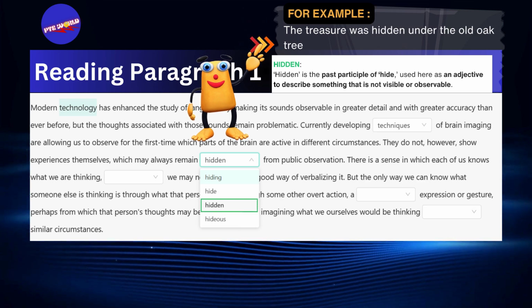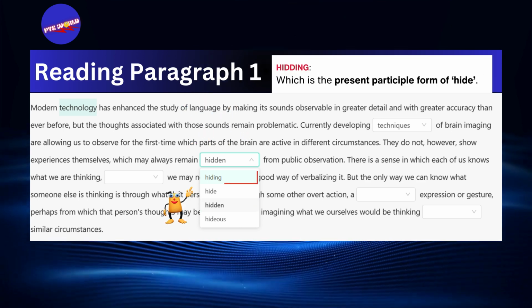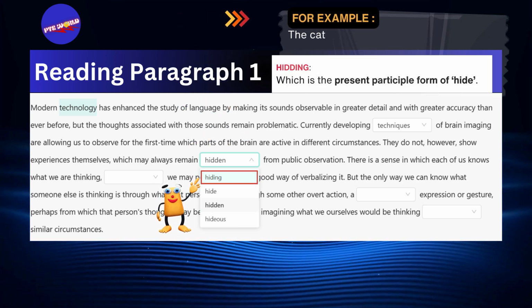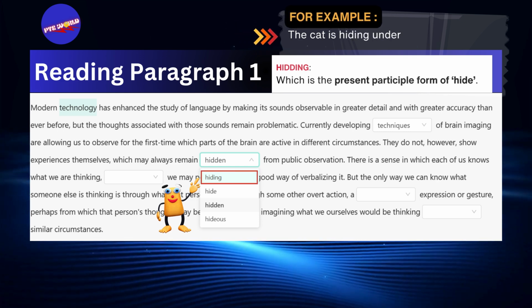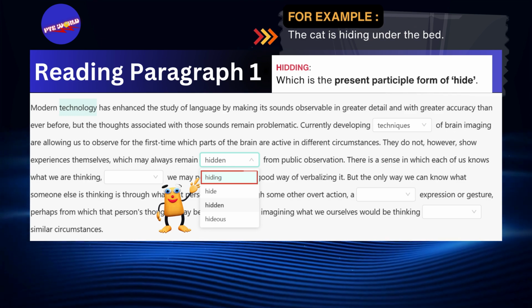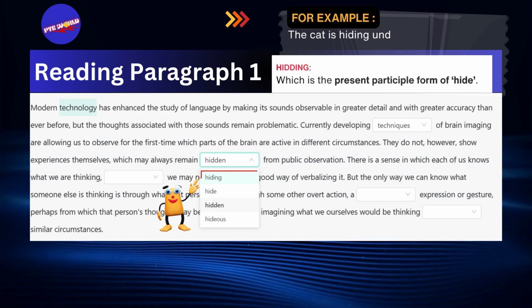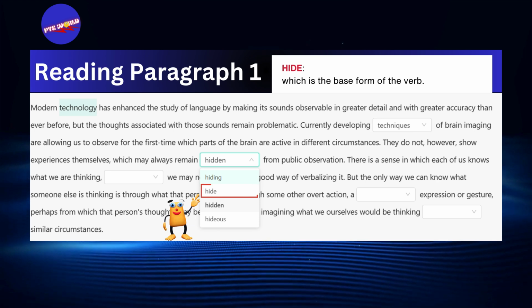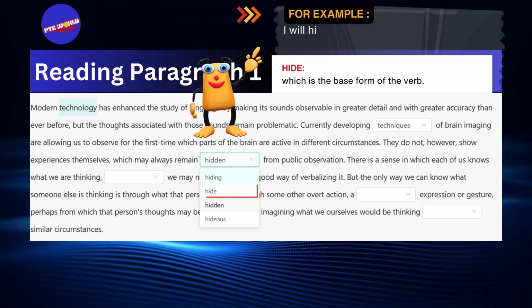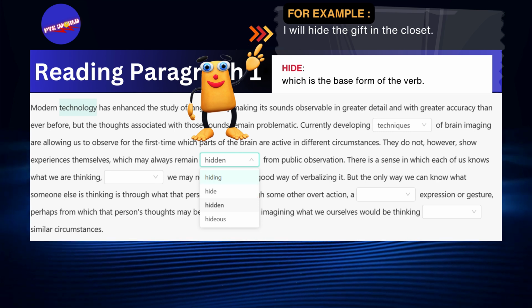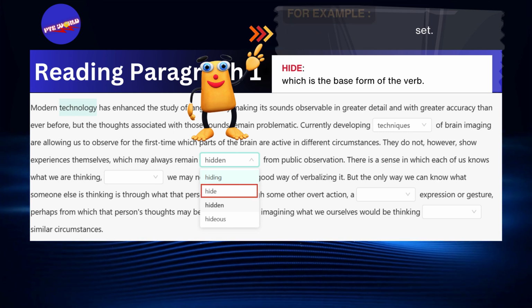Why not the others? First is hiding, which is the present participle form of hide. For example, the cat is hiding under the bed. This form doesn't fit grammatically, as it suggests an ongoing action, not a state. Second is hide, which is the base form of the verb. For example, I will hide the gift in the closet. This doesn't fit grammatically, as it is not used as an adjective.